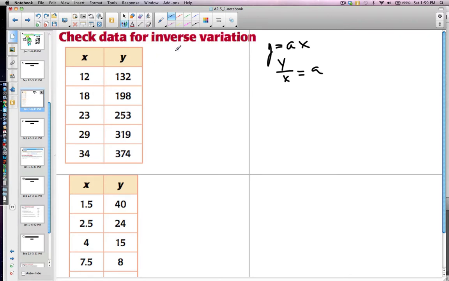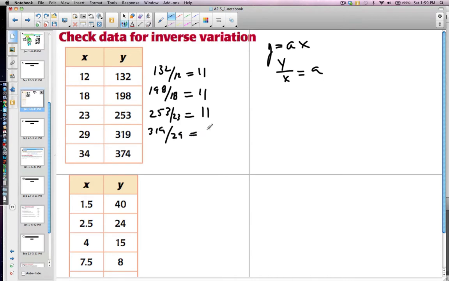I know for sure it's not an inverse variation model, but if I take 132 and divide it by 12, that is equal to 11. And 198 divided by 18 is equal to 11. And 253 divided by 23 is equal to 11. And 319 divided by 29 is equal to, guess what? 11. And 374 divided by 34 is equal to 11. So I know that the constant of variation for this model is 11.